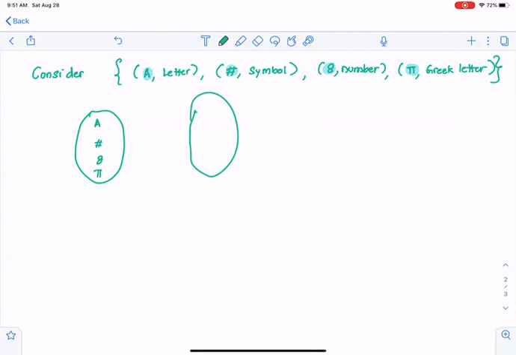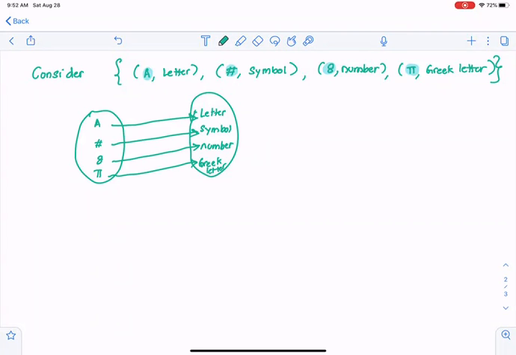And the corresponding Y values are letter, symbol, number, Greek letter. And you can say that there is a one-to-one connection. A is connected to letter. Hashtag is connected or related to a symbol. 8 is related to a number because 8 is a number. We relate pi to a Greek letter because pi is a Greek letter.